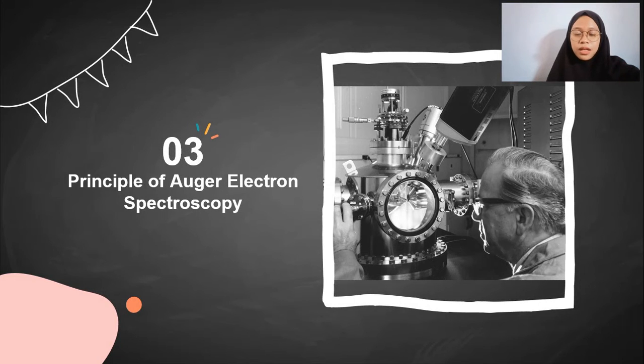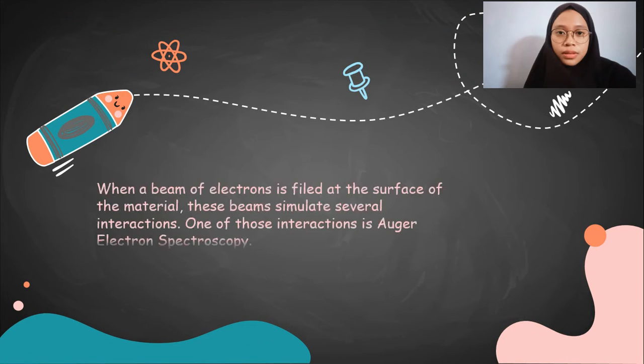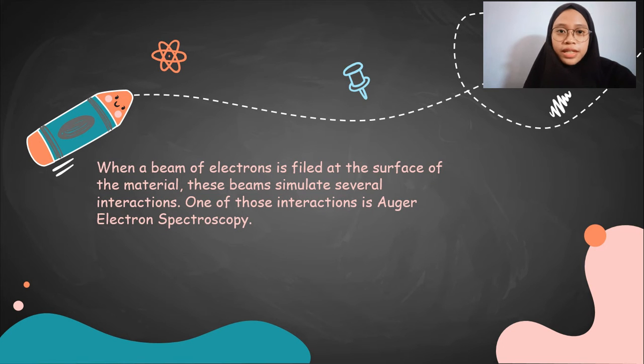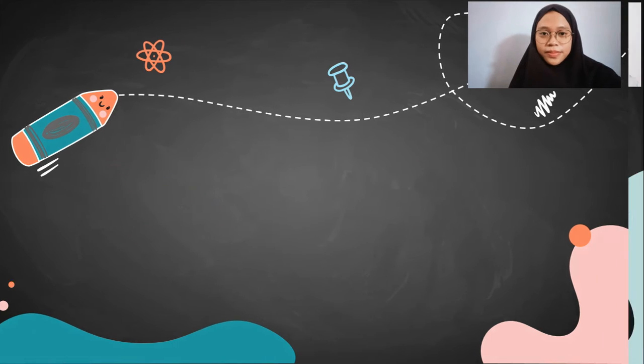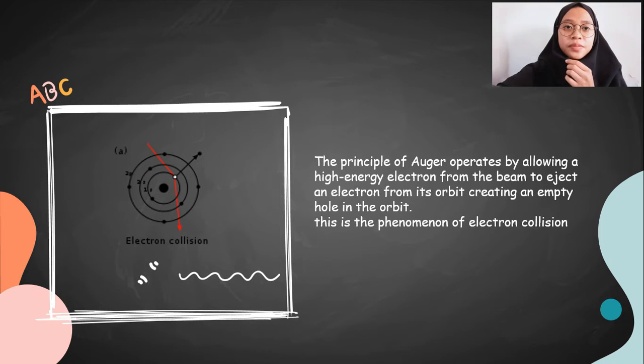Third, the principle of Auger electron spectroscopy. When a beam of electrons is fired at the surface of a material, this beam stimulates several interactions. One of those interactions is Auger Electron Spectroscopy. The principle of Auger operates by allowing a high-energy electron from the beam to eject an electron from its orbit, creating an empty hole in the orbit. This is the phenomenon of electron collision.